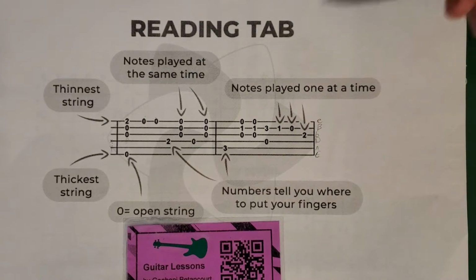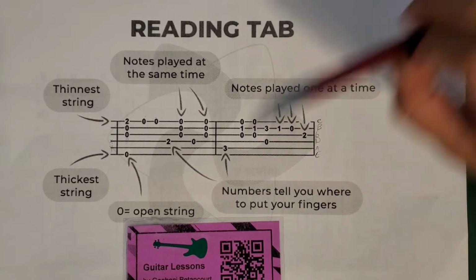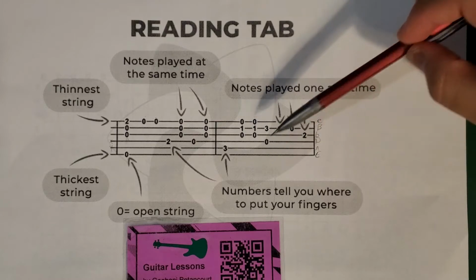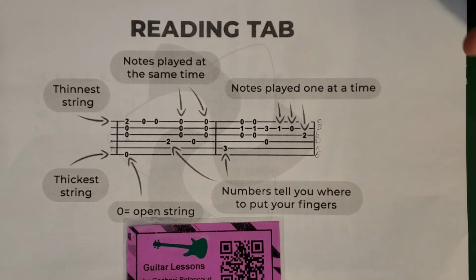Tabs, a lot of people will mistake them and think that they look like music notation. At first glance they do, but it's very different. This is just for the guitar or the bass. As a guitar player, you won't find a whole lot of need to be able to read music notation, but you will likely come across a point where you need to be able to read tabs or read chord boxes.